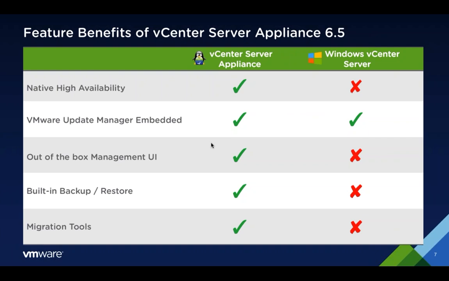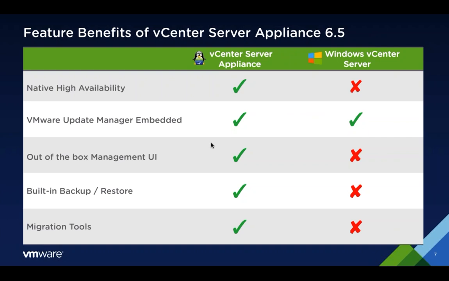Native file-based backup and restore is only for the appliance and new in 6.5. You'll be able to back up your VCSA to a target that supports FTP, FTPS, HTTP, HTTPS, or SCP. In case of a disaster, you'll just mount the original ISO that you used to deploy the VCSA, and you'll go through the restore option.